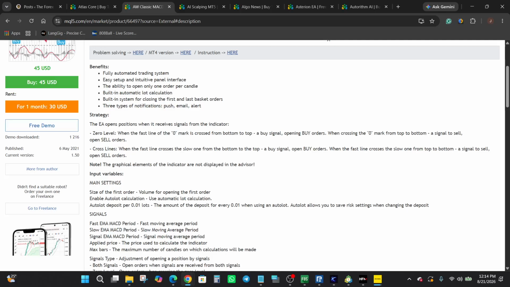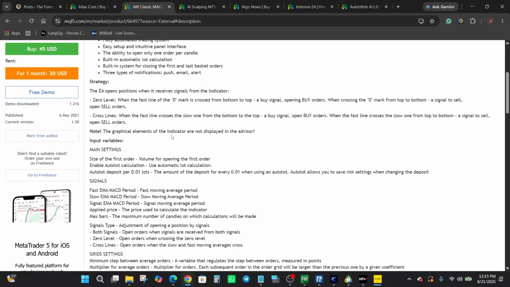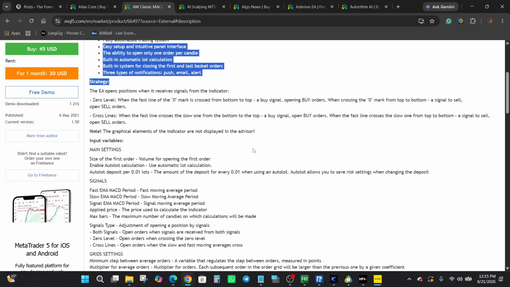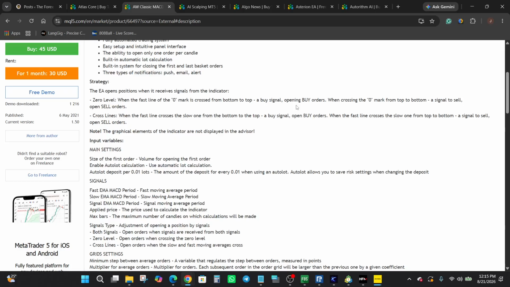So from a trader's perspective now, averaging is particularly important to notice because it means that this EA is not simply opening one isolated position and leaving it there. Okay, the listing specifically describes a system for adding orders. So the grid and averaging settings later in the page are worth paying attention to. All right, the developer also highlights an easy setup. Okay, an intuitive panel, the ability to open only one trade per candle, automatic lot calculation, basket order management, and free notification options, including the push notifications, email, and terminal alerts.